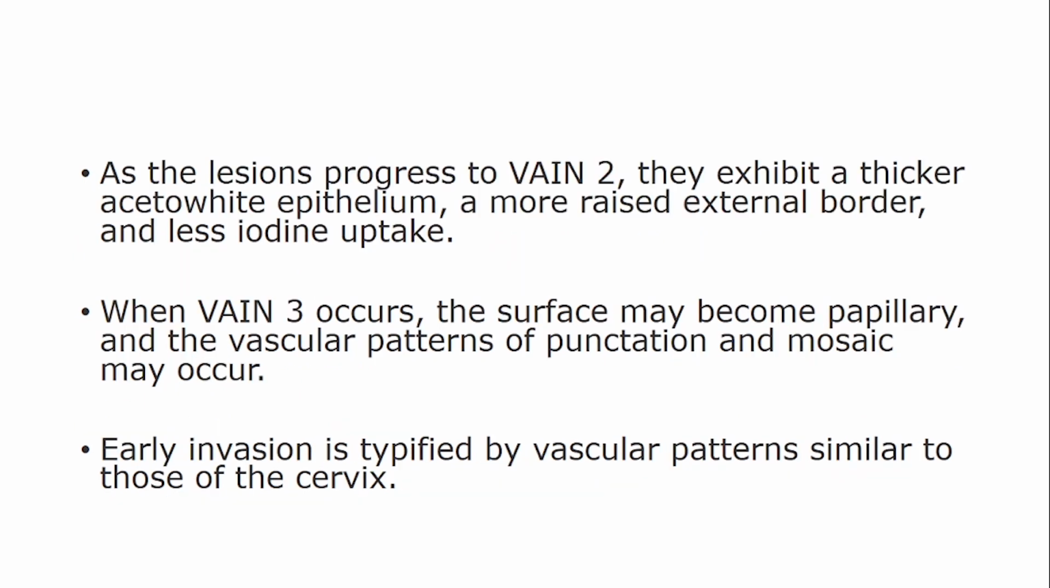As the lesions progress to VaIN 2, they exhibit a thicker aceto-white epithelium, a more raised external border, and less iodine uptake. When VaIN 3 occurs, the surface may be more papillary, and the vascular patterns of punctuation and mosaic may occur. Early invasion is typified by vascular patterns similar to those of the cervix.